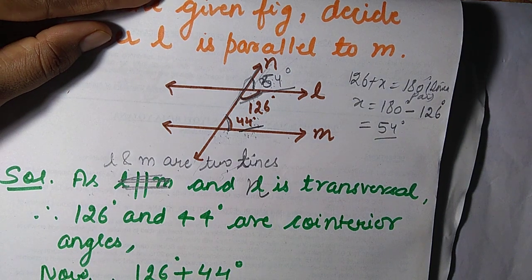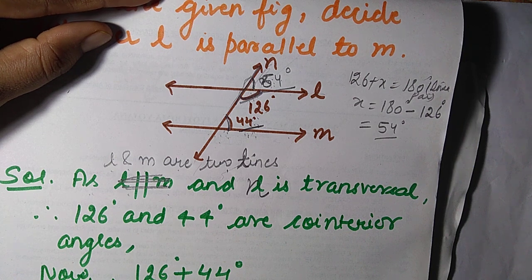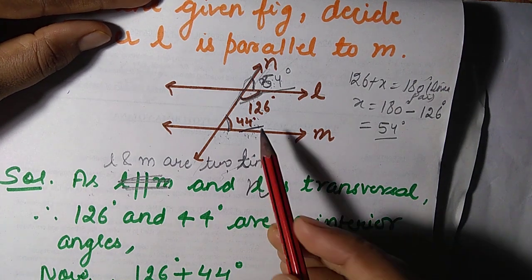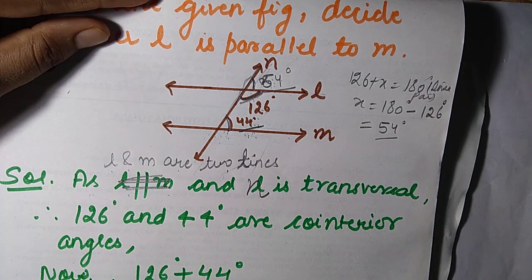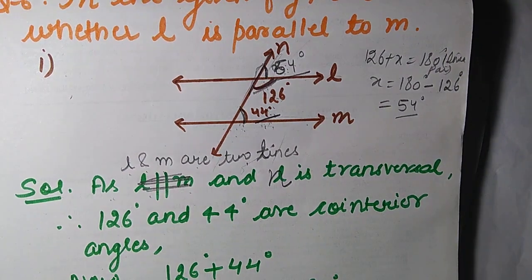Same way, you can prove alternate interior angles are unequal, or you can prove alternate exterior angles are unequal. Any one of the ways you can follow. Here I have just applied that the sum of co-interior angles is not 180, so the lines are not parallel. So this is one part. Now come to the second part.